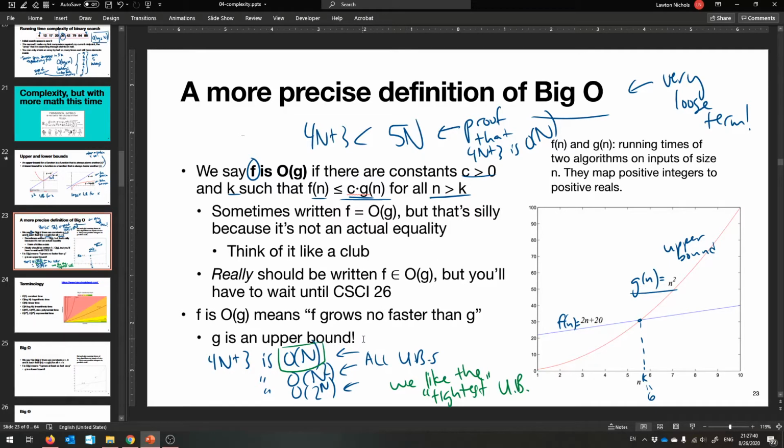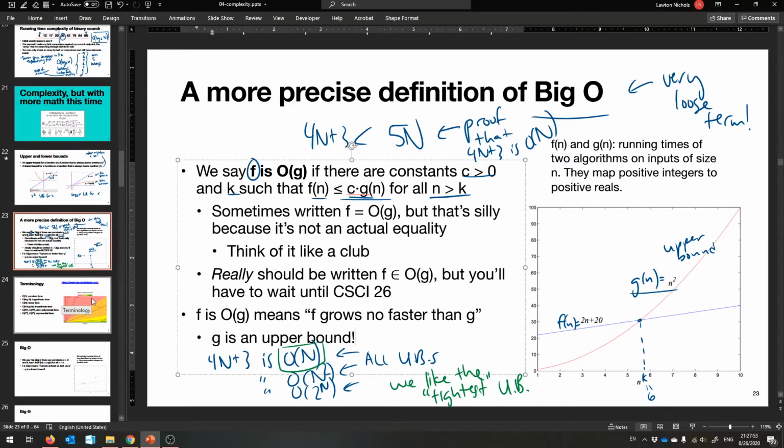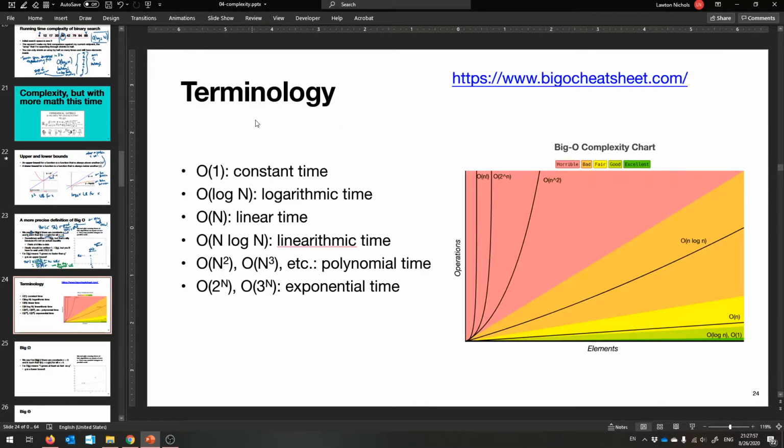So we talked about big O, and we also noticed that big O just means upper bound. So technically 4n plus 3 is big O of n squared, it's big O of 2 to the n. Usually we should say n. We want the tightest upper bound though. And so I'll talk about big theta, because that's essentially what we mean when we say big O these days. So some terminology.